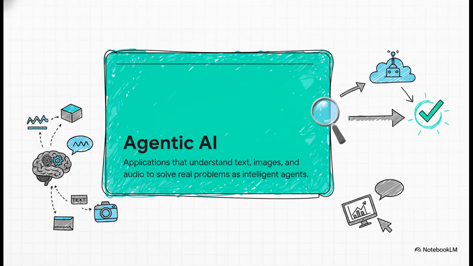So what even is agentic AI? Well, imagine an app that doesn't just sit there waiting for you to click a button. It's more like a proactive assistant, an intelligent agent that can understand text, see images, and hear audio to go out and actively solve problems for you.